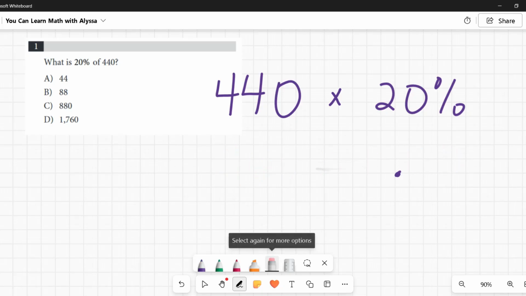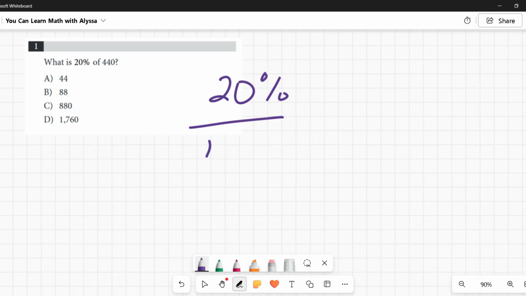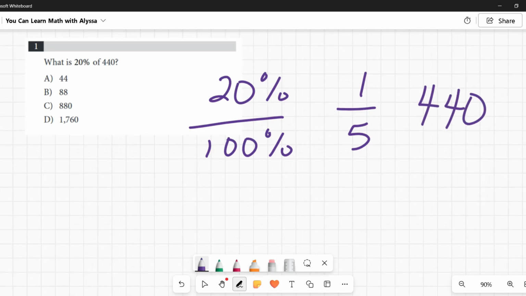Now, another way you can look at this, if you're wanting to do this more in your head, which I'm an in-your-head kind of person. I like it. I know I'm strange. So I would say 20% of 440. Well, because it's 20% out of 100%, 20% is the same as 1/5. If we simplified 20 over 100, we would get 1/5. So I'd say, okay, what's 1/5 of 440? So I could divide 440 by 5. You can do that too.